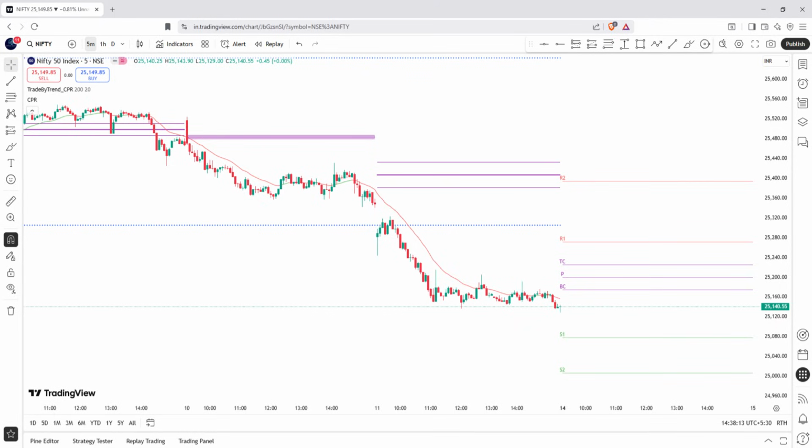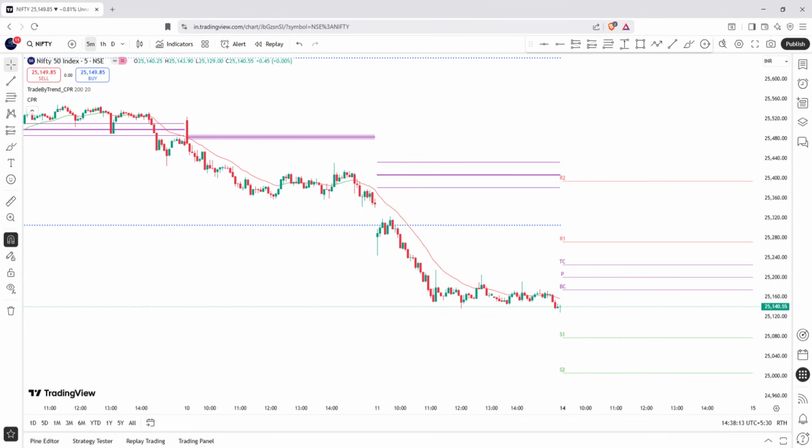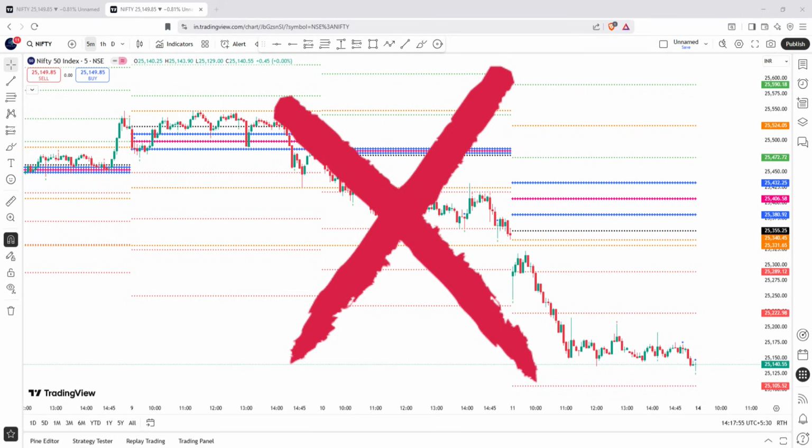Let me ask you something. How many CPR indicators have you tested so far? 1, 3, more than 5? Well, I have tested almost every popular one over the last 5 years. And let me tell you, most of them just make your chart look like a spider web. Too much noise, confusing signals, no clarity during live markets.